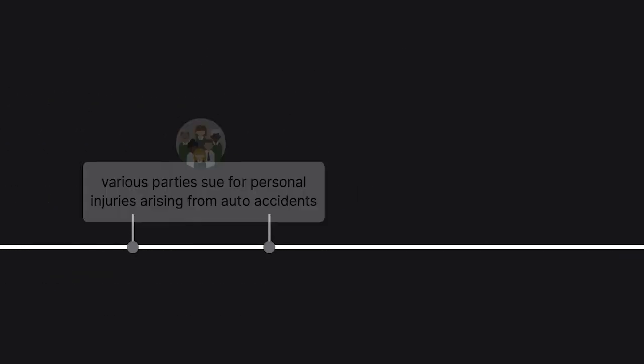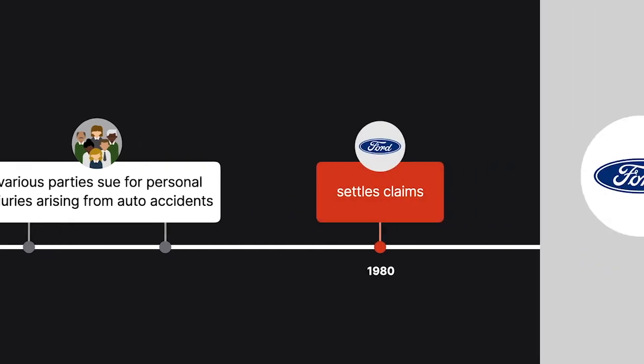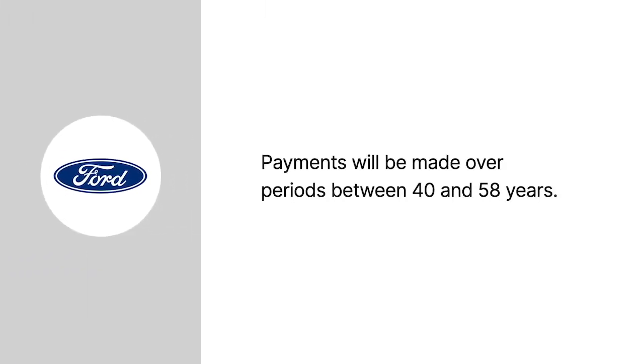Before 1980, various parties sued Ford Motor Company for personal injuries arising from auto accidents. That same year, Ford settled these claims. Ford agreed to make payments over periods generally ranging from 40 to 58 years.